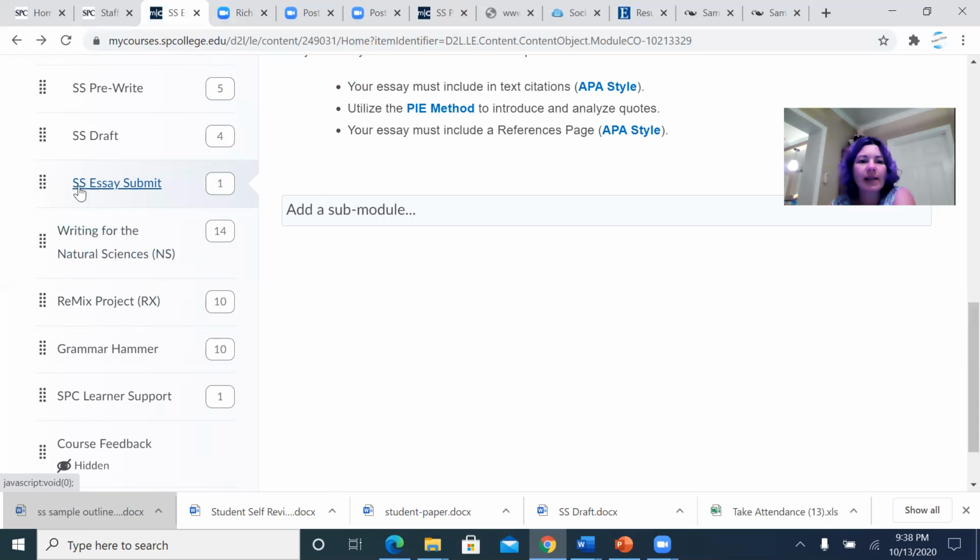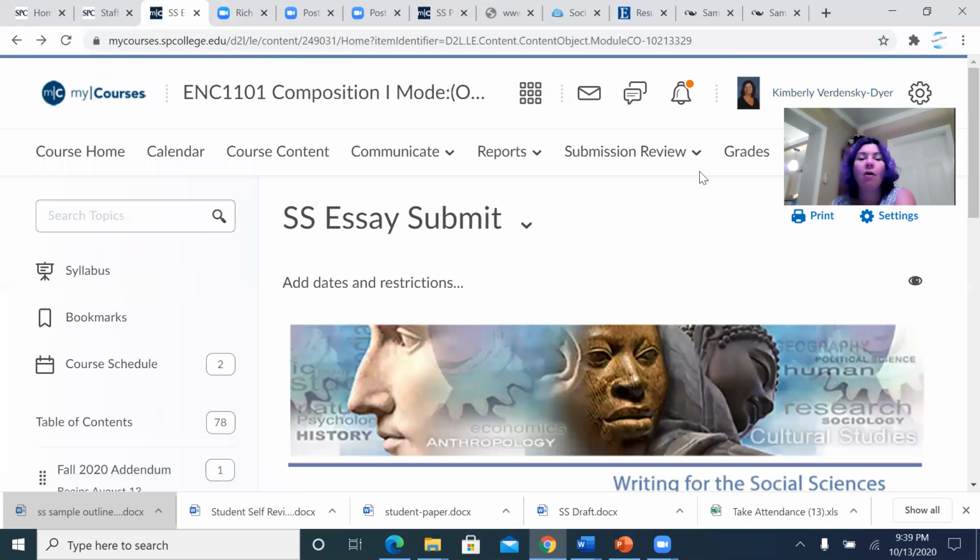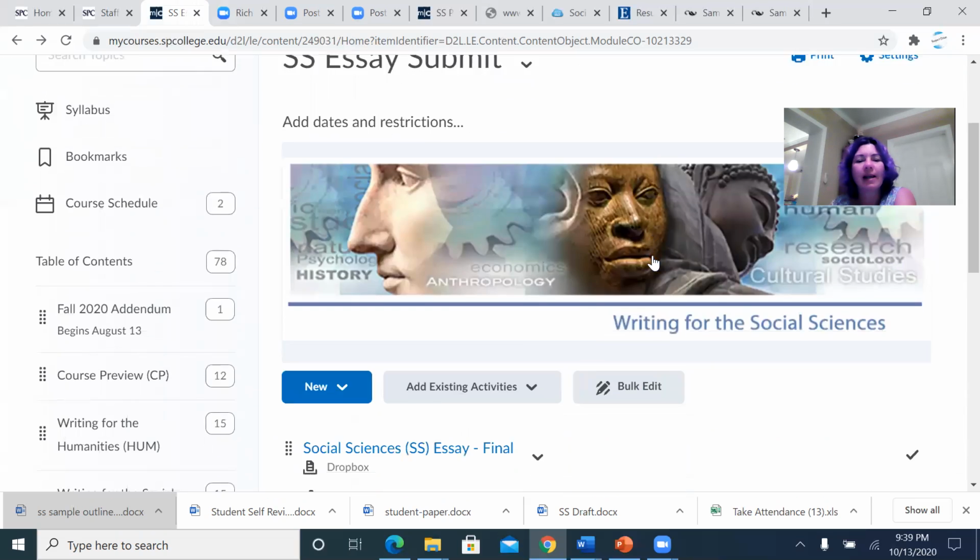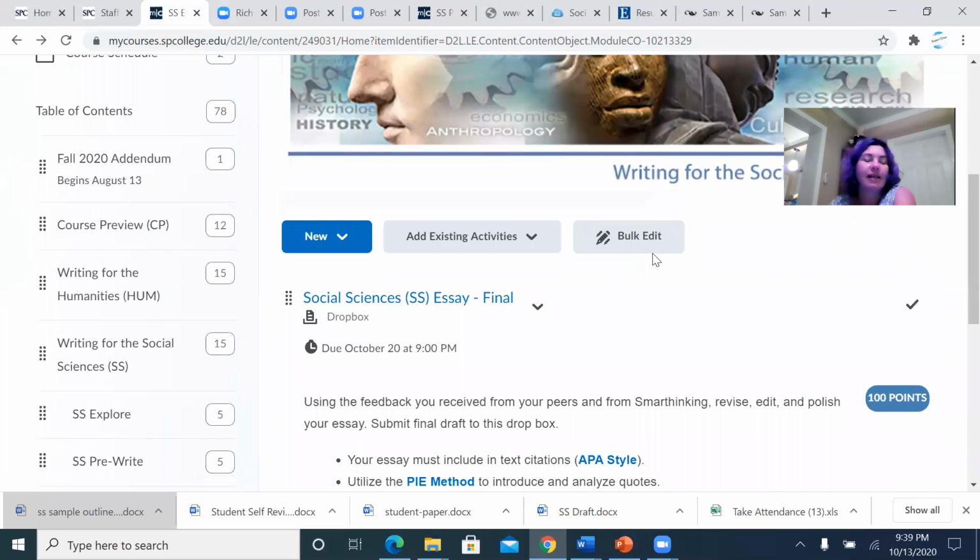So these two essays, the social science that you're working on finishing up now, and the natural science essay, are really important and are the last formal writing assignments of the semester. So please make sure we're reviewing our content. You're taking notice of the resources that I provide as they are, again, our textbook.